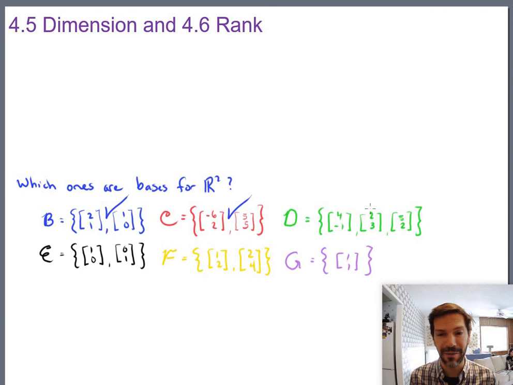D, you can probably get everywhere in R2, but there are 3 vectors. That's too many. You don't need that many. So this one, like (5, 2), you can get to by using (4, -1) and (2, 3). I don't know exactly how. Actually, if this had been (6, 2), then it would just be 1 of the first one and 1 of the second one. But even as (5, 2), there's a way. It probably involves some fractions, but this one's not a basis because it has too many vectors.